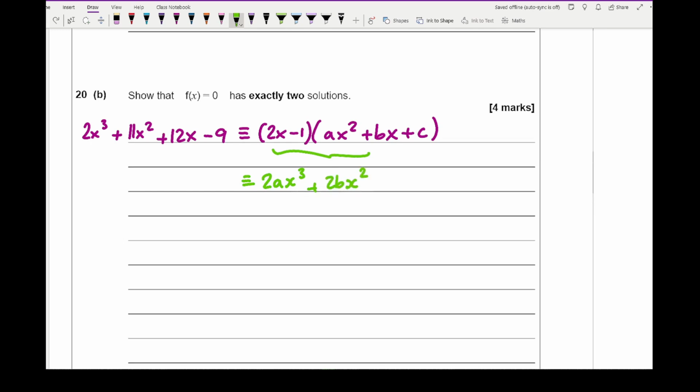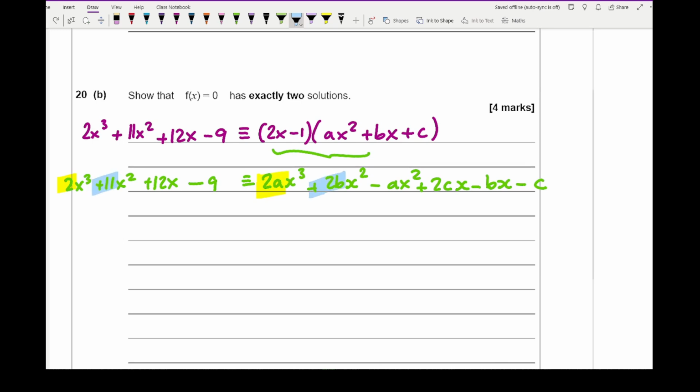squared minus ax squared plus 2cx minus bx minus c. And that equals 2x cubed plus 11x squared plus 12x minus 9. Now from this, we need to compare the coefficients. If I use my markers, here we've got 2, and that's going to be equal to 2a. Then everything with an x squared, so that's 11 on that side.